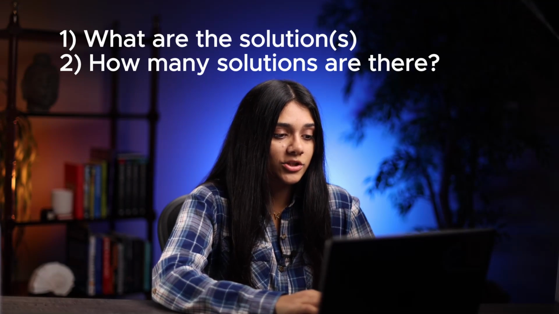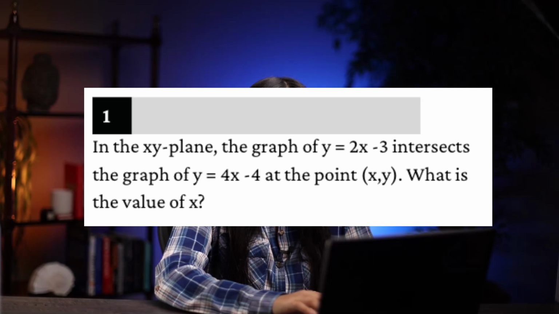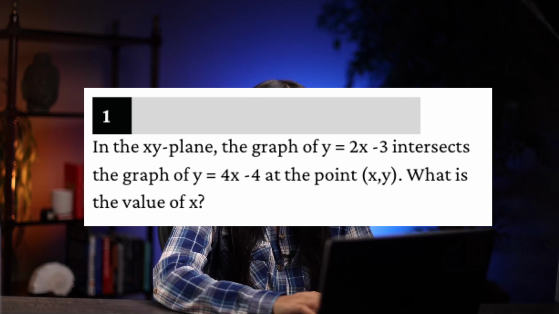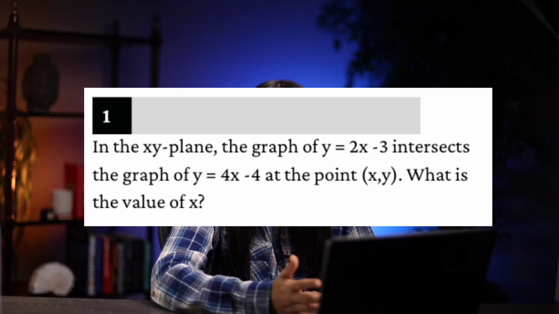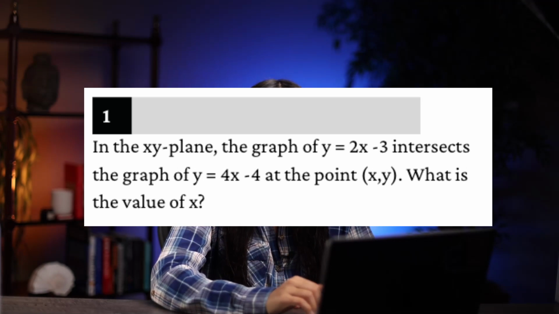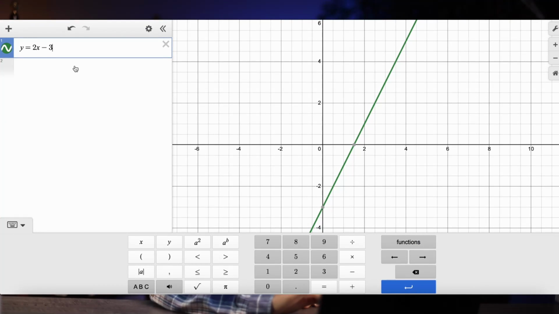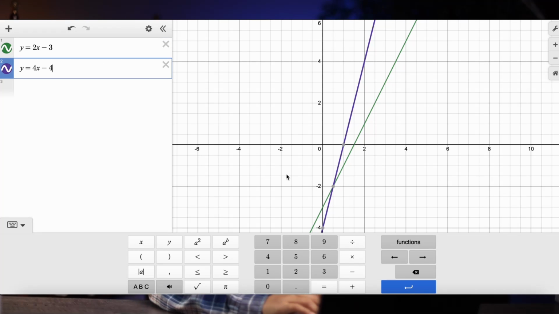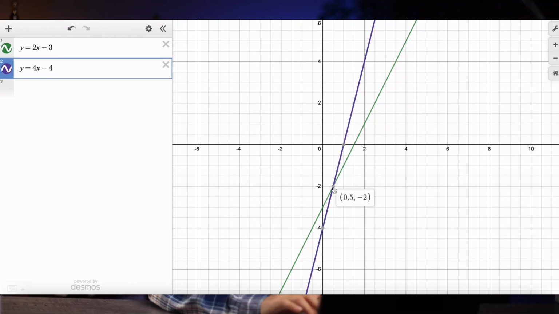So for example, this question says, in the xy plane, the graph of y equals 2x minus 3 intersects the graph of y equals 4x minus 4 at the point (x,y). What is the value of x? So we're going to plug both of those equations into Desmos, then find the exact point where those lines intersect. We can see that they intersect at (0.5, -2).